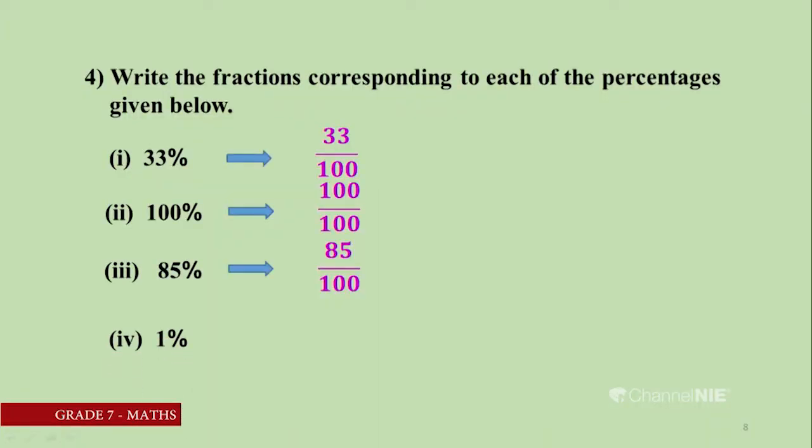Now 1%. The numerical value is 1. As I told you earlier, 1 should be divided by 100 according to the percentage sign. Then how to write it? 1%, 1 over 100. Now you know how to convert a percentage into a fraction. Percentage form is converted into the fractional form.